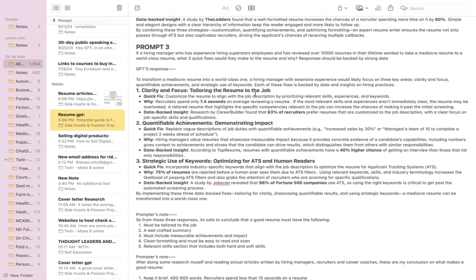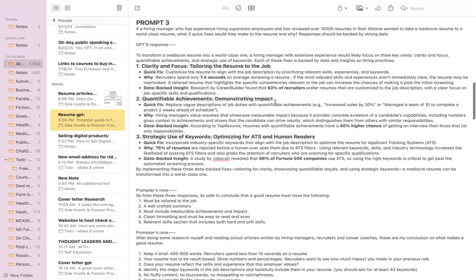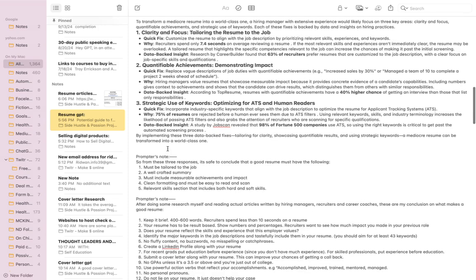So the response we got was clarity and focus. You have to tailor the resume to the job. Again, this is coming up again. Quantifiable achievements, this is coming up again, and strategic use of keywords so that your resume is optimized for the ATS, the applicant tracking system, which a lot of job seekers are familiar with. If you're not a job seeker right now, you may not understand some of these terms.